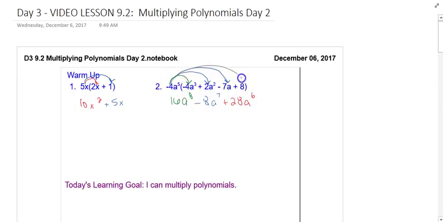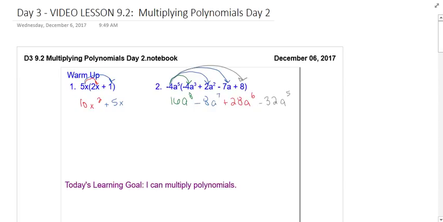Okay, and then negative 4a to the 5th times 8. Negative 4 times 8 is going to be negative 32, and then I just have my a to the 5th. I look and I see there's nothing that I can combine, and it's written in standard form with the highest degree first all the way through, so that's my final answer.